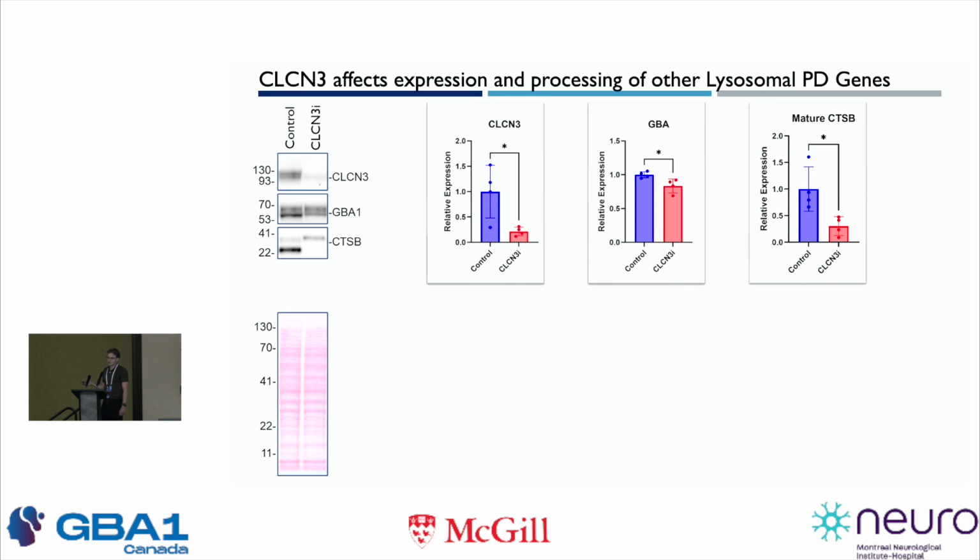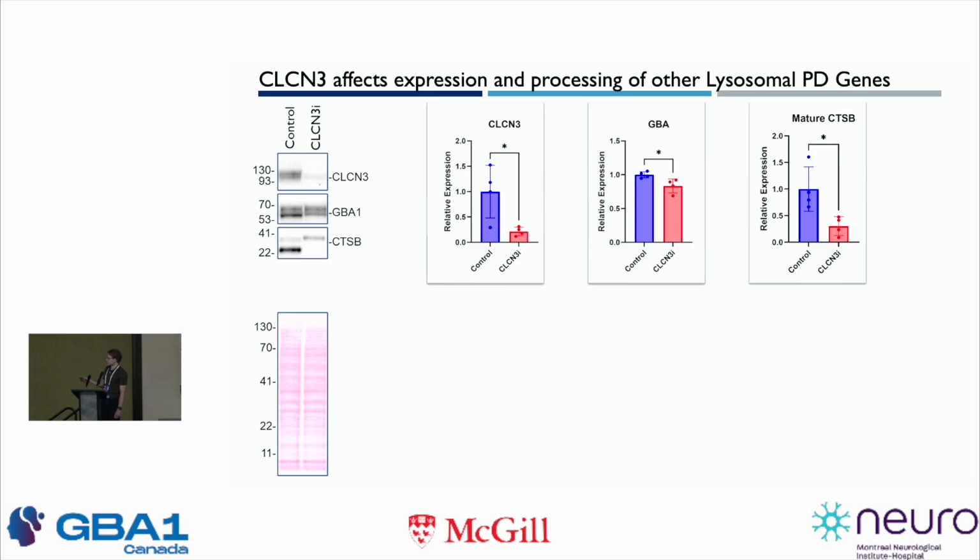And so this is another major Parkinson's disease risk gene. It's a protease that has an immature form, which is this top band, and a mature, more active form, which is this bottom band. And as you can see, when you knock down CLCN3, we seem to affect the processing of this gene, with the accumulation of the immature form and almost a loss of the mature active form.